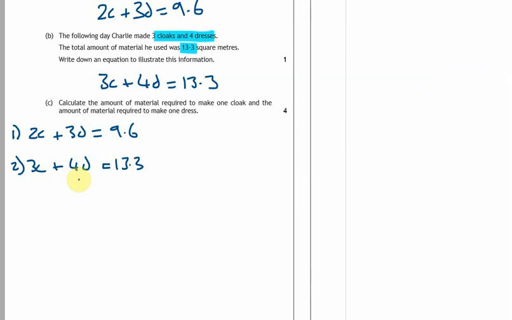Because there'll be lots of values of c and d that work for each of these equations individually. There's only one combination that will work for both of them together. Let me just pause that. My computer is going funny again.